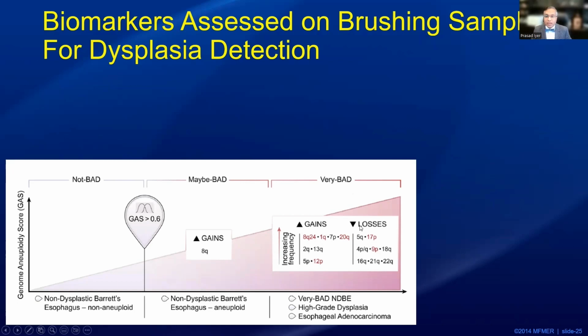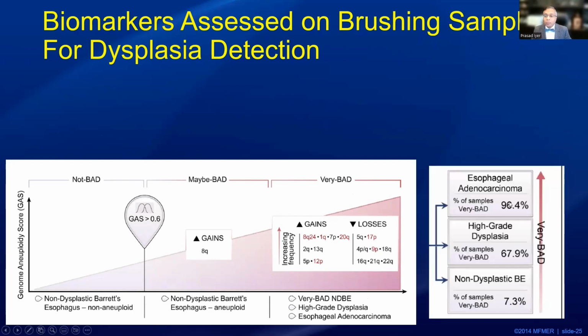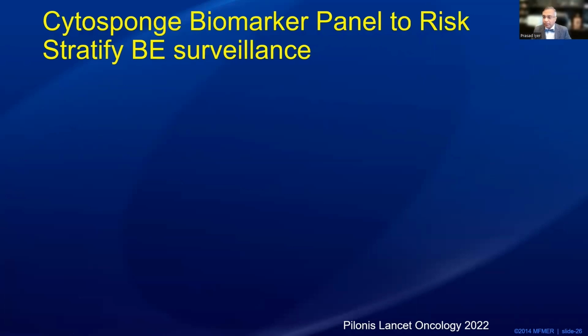Again, this very bad category consists of not only aneuploidy, but also gains and losses of some of these chromosomal loci, which have been shown to be present in esophageal cancer. And this category was shown to be correlated very highly with the presence of high-grade dysplasia or cancer. Most of the non-dysplastic Barrett's had no aneuploidy and no losses or gains of chromosomal loci. So again, this is something that is probably coming down the pike.